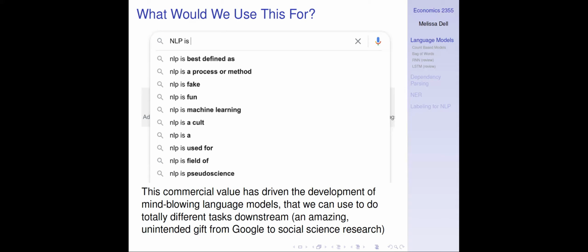You should see this as an amazing and unintended gift from Google to social science research: they created this commercial product that is going to be incredibly useful for a lot of your research. That's pretty amazing, and it's worth paying the startup costs so that you can take advantage of it. Without Google, it's not clear that our modern architecture for NLP would exist.